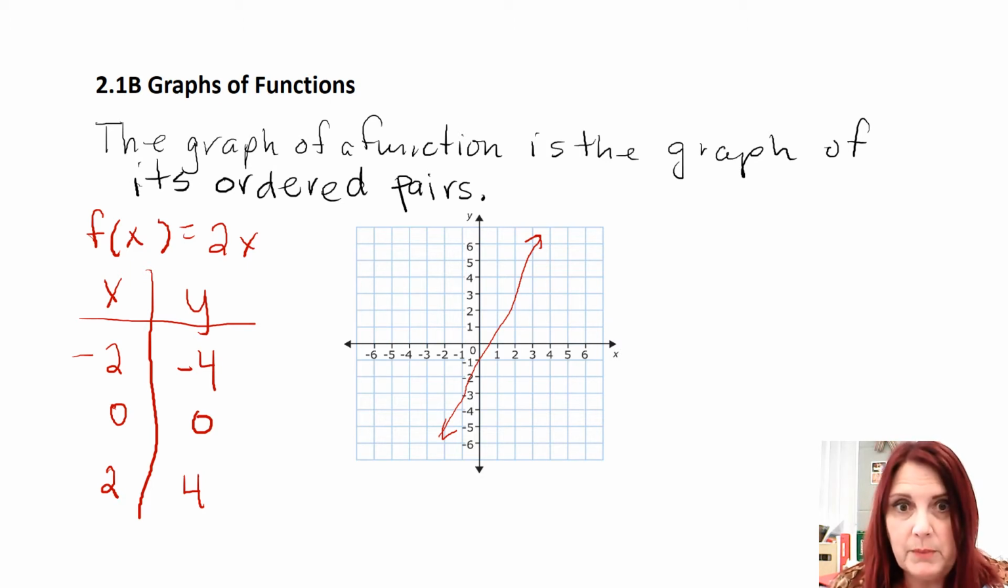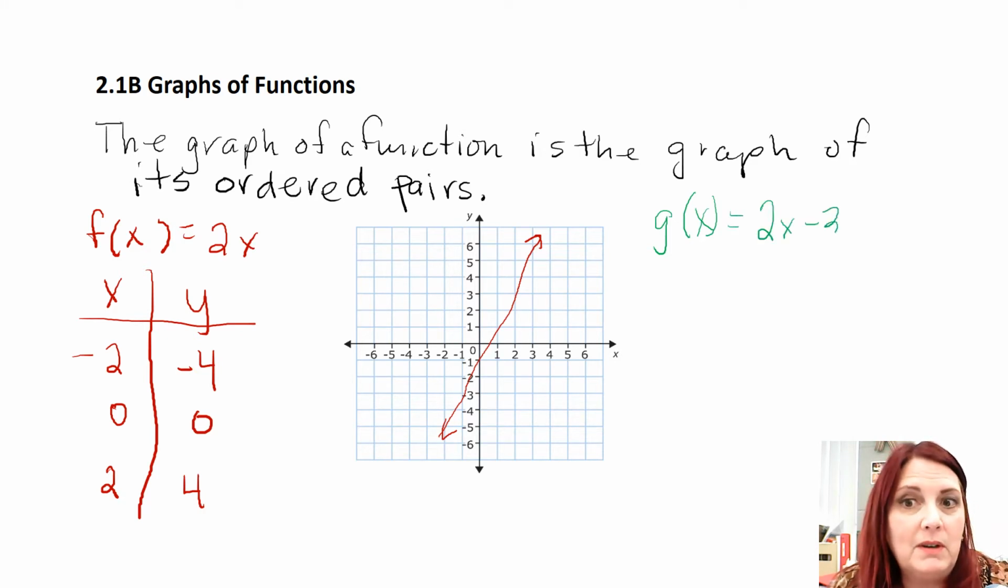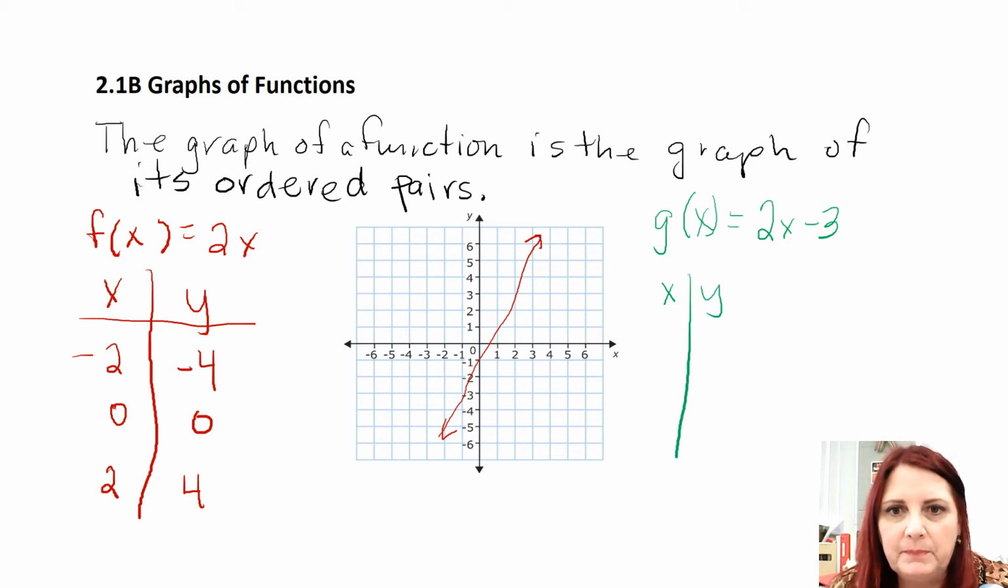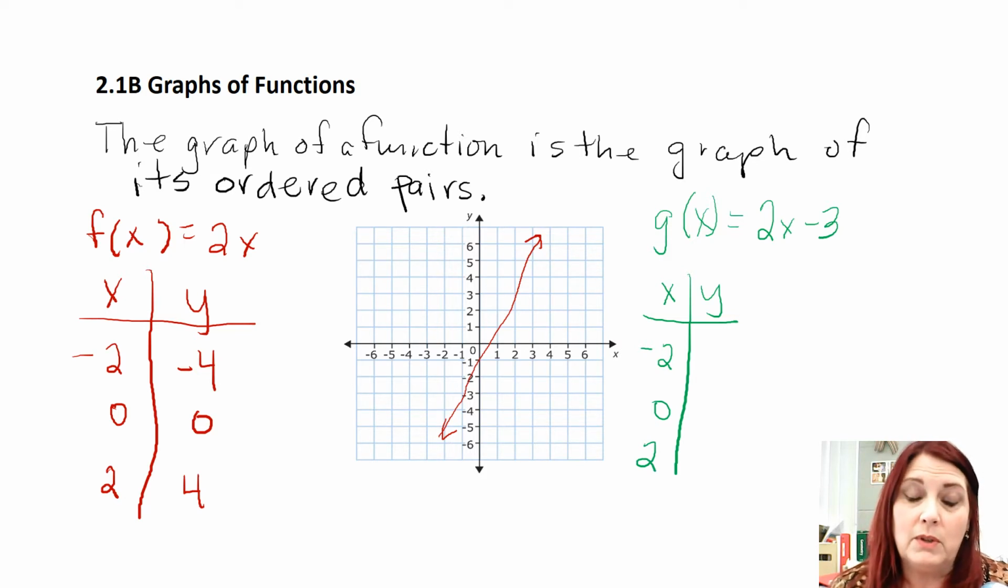So let's do another example. Let's change it from f of x to g of x just so we have something a little different. So g of x is equal to 2x minus 3. Ooh, we added a little something. Let's still do an xy table and use the same points, -2, 0, and 2. So -2 times 2 is -4, then we subtract 3, so that gives us -7. 0 times 2 gives us 0, and then we subtract 3 and we get -3. And 2 times 2 is 4, and you subtract 3 and you get 1.